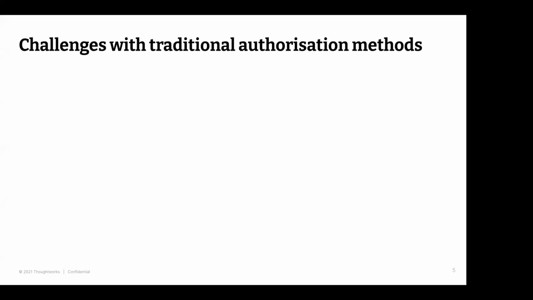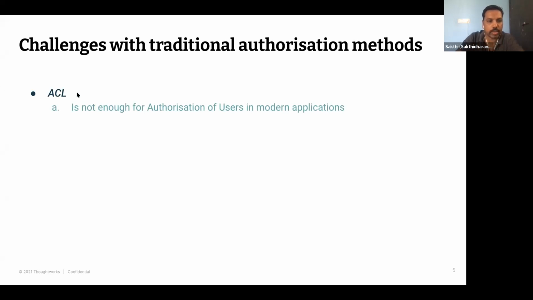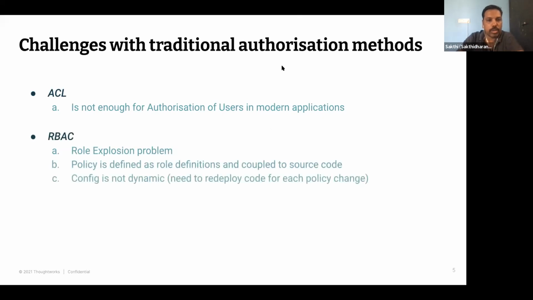So let's look at the challenges with the traditional authorization methods. The access control list, abbreviated as ACL, is a primitive method of doing authorization, and probably it might not be enough for the authorization needs of modern applications. The next evolution in the authorization methods is the development of role-based access control. But even though it is widely used today, it still has inherent problems like the role explosion problem, which basically means there are too many roles, and it becomes difficult to manage those roles as the organization grows. So scalability is a problem with role-based access control.